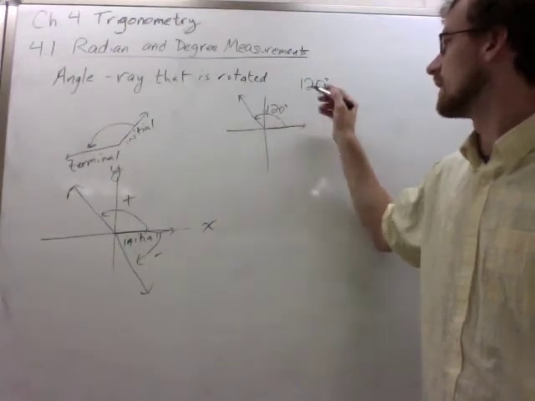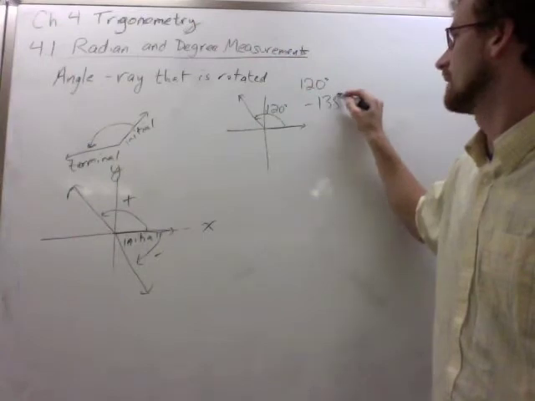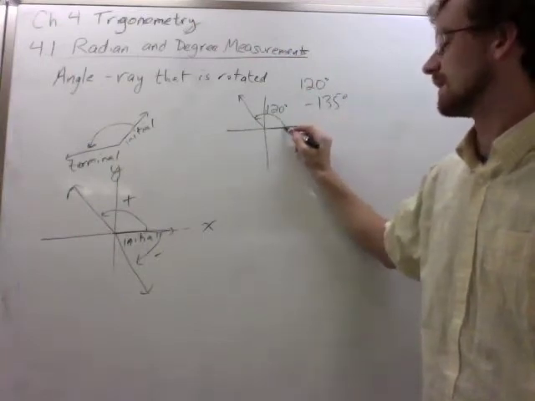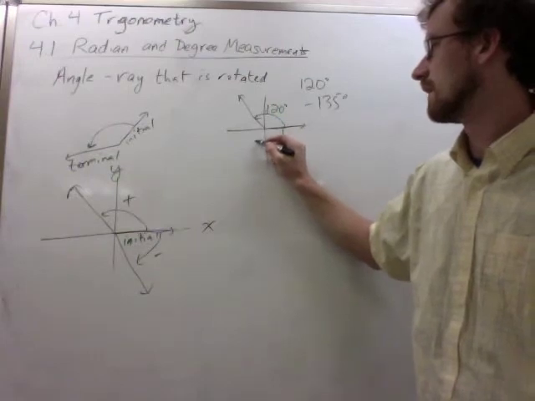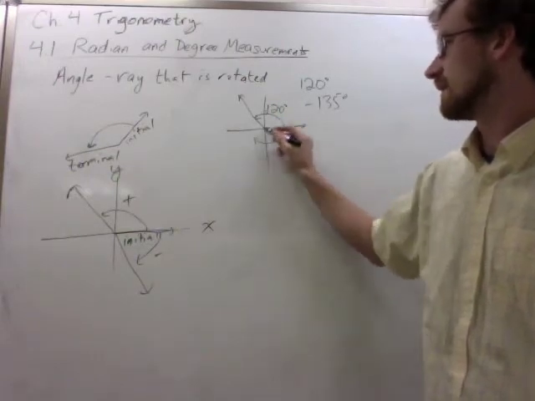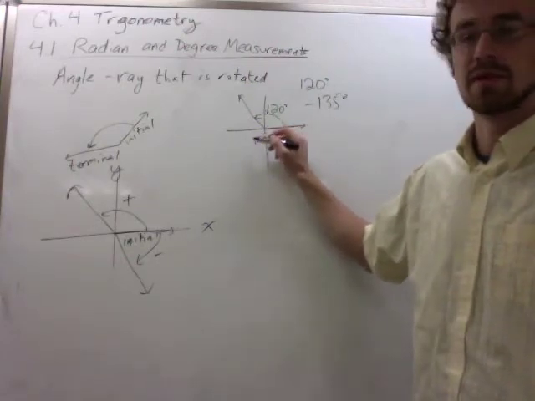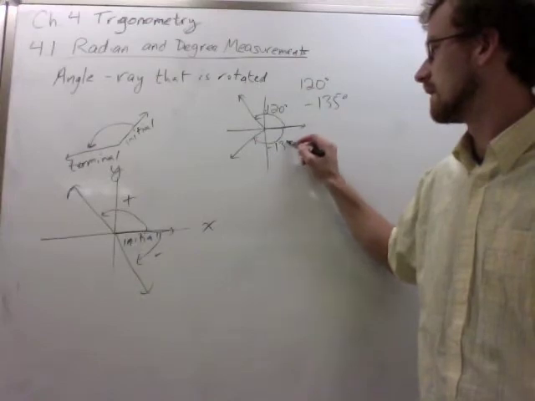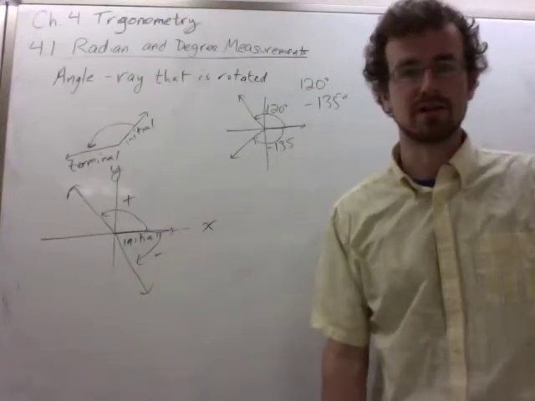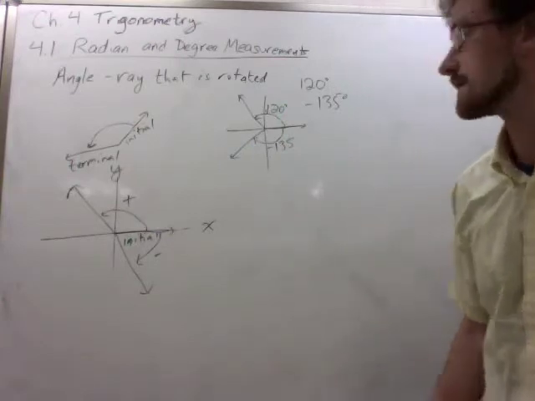120 degrees. Say I wanted to graph minus 135. Well, I would start at the same place, but then I would go the other direction. And this is 90. This whole thing would be another 90, but 135 is 90 plus 45. So that would be minus 135 degrees. That's how we go about drawing and graphing angles.